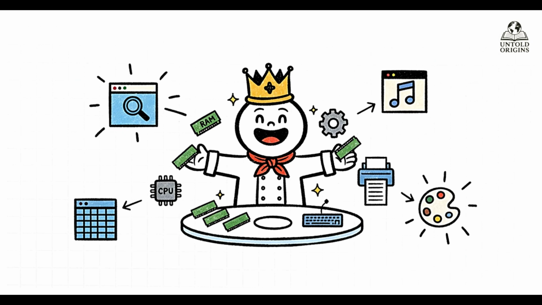And then there's resource management. See, your computer has a finite amount of stuff. A certain amount of memory or RAM, a specific number of processor cores, and devices like your keyboard or your printer. The OS is the master allocator, making sure every single running process gets its fair share of these resources without letting another one starve.